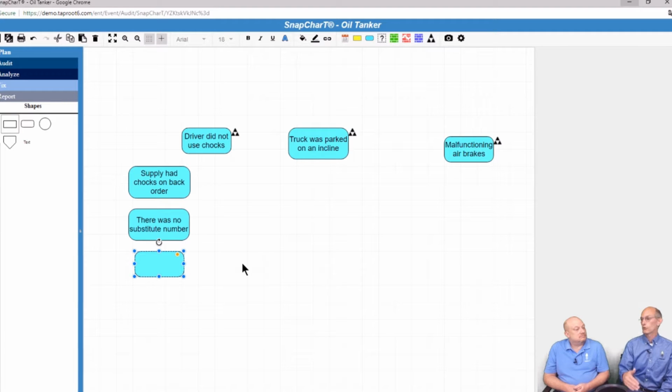Maybe the guys had no good way of telling their supervisor that they didn't have chocks. There were no meetings in the mornings with their supervisors. Or there's a lot of stuff in here that would contribute to the driver not using the right chocks. And this would just take you a couple of minutes to run through, I think, to be able to find out some really good root causes for this.